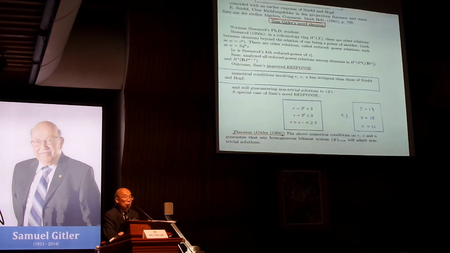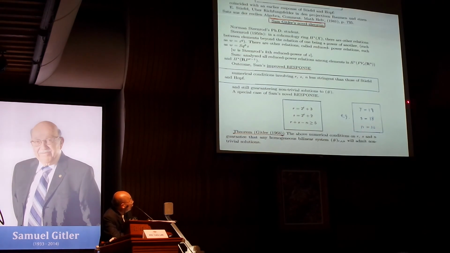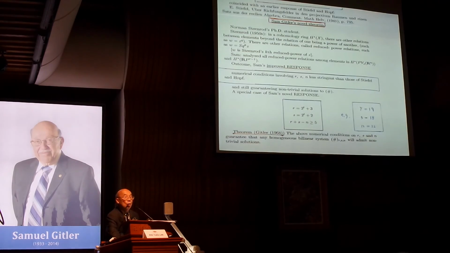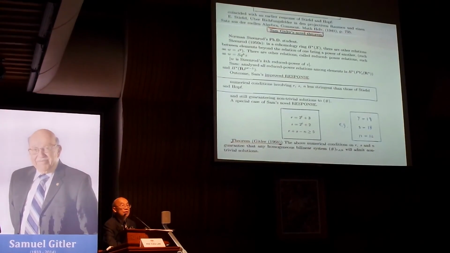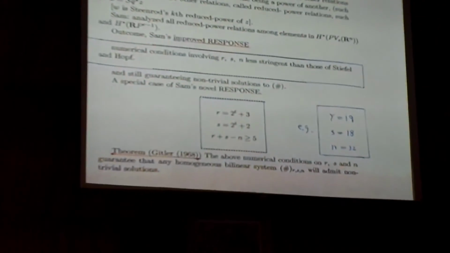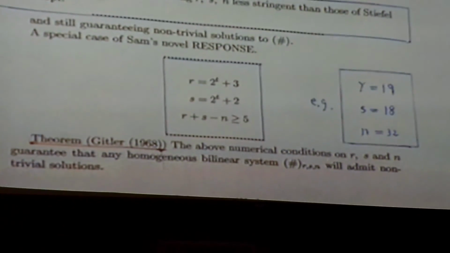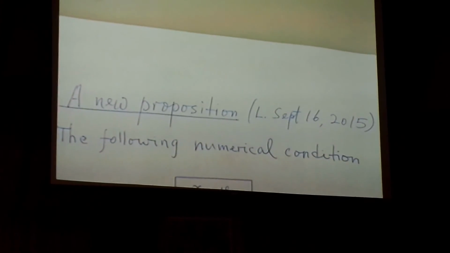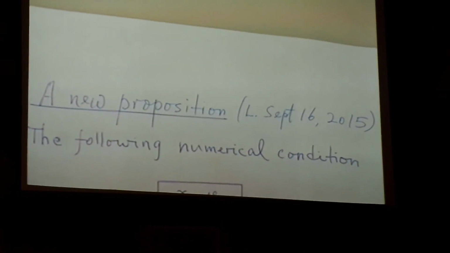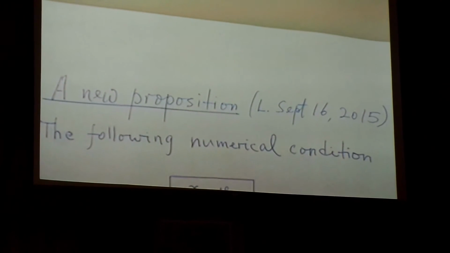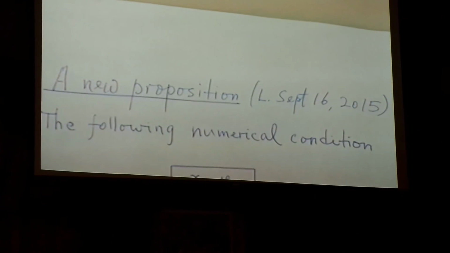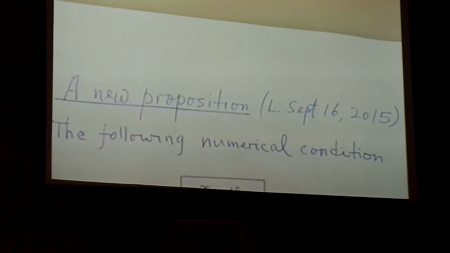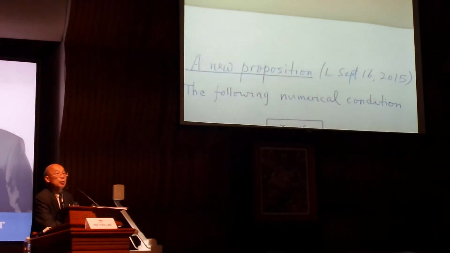There might still be room for improvement. For example, this one. And from the time of Sam's publication of his paper up to a few days ago, that problem could not be answered. We don't know whether Sam's numerical condition in this special case is the unimprovable one.